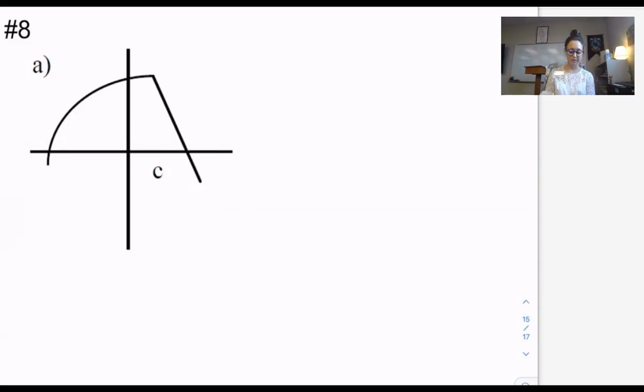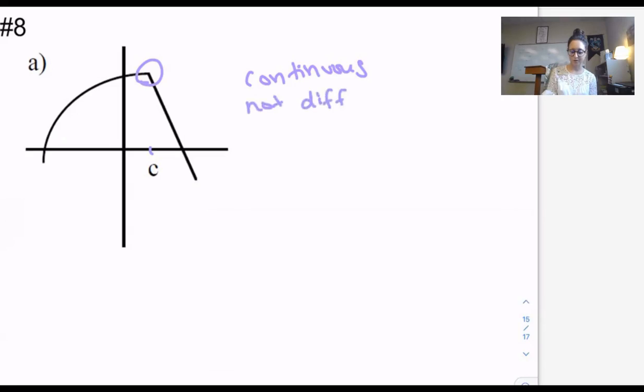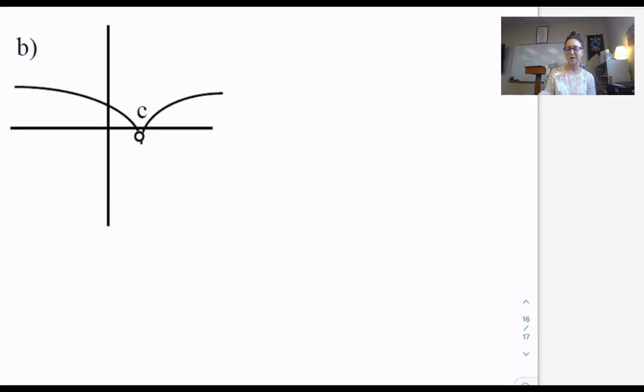Okay, so let's take a look at the indicated x value here. So x equals c. So I'm looking at that part of the graph. Would you say that this function is continuous at x equals c? Yeah, I can draw it without picking up my pencil, right? What about differentiable? Is it differentiable at x equals c? It is not differentiable, right? There's a corner there. In other words, the slope coming from the left is not the same as the slope coming from the right.